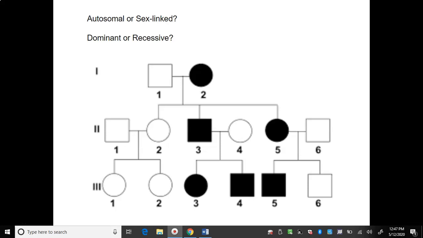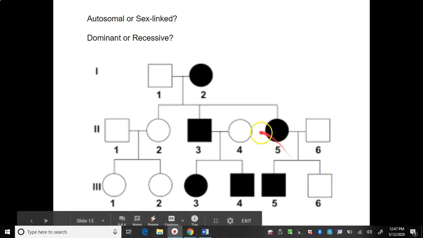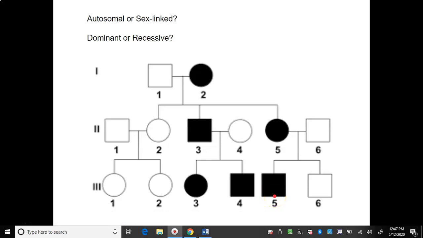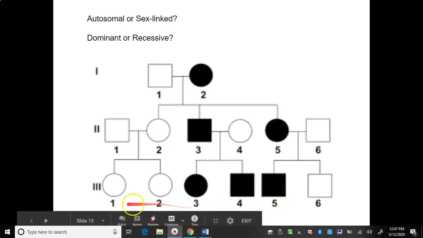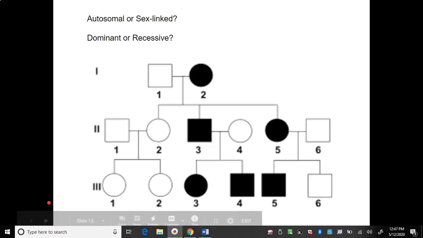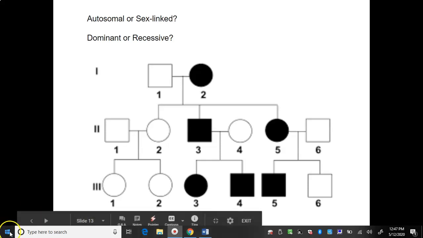So if it's autosomal, it's a 50-50 split, or really close to a 50-50 split, between males and females that have the trait. If it's sex-linked, it's mostly males. So in this case, we have 1, 2, 3 females that have it, and we also have 3 males. That's close to a 50-50 split. So that means this trait would be autosomal. So you would just use normal letters if you were finding the genotypes. You wouldn't need to use the XX and XYs in your genotype.